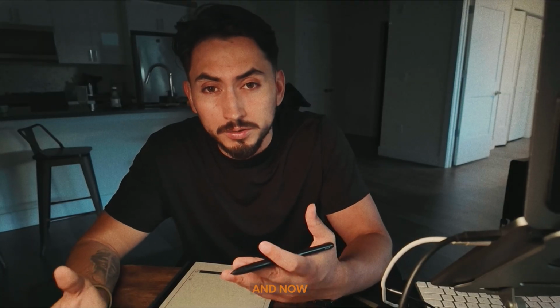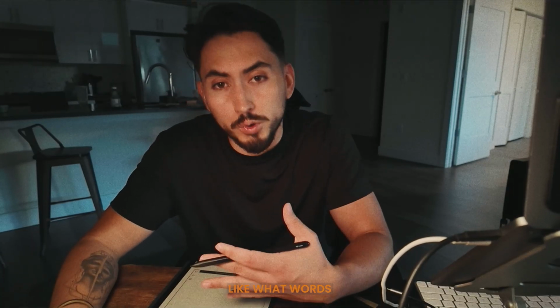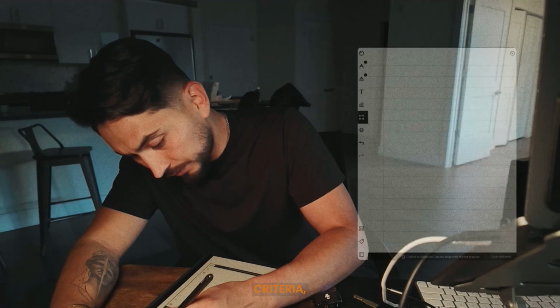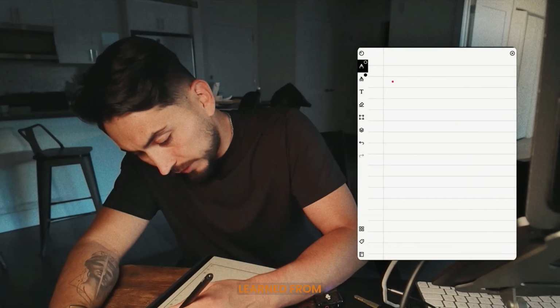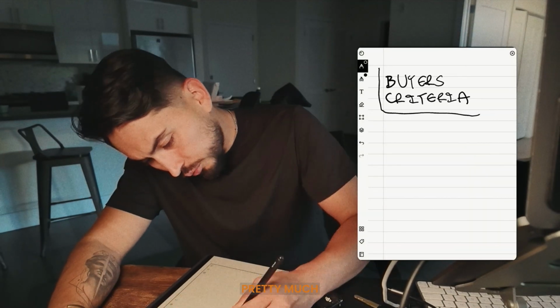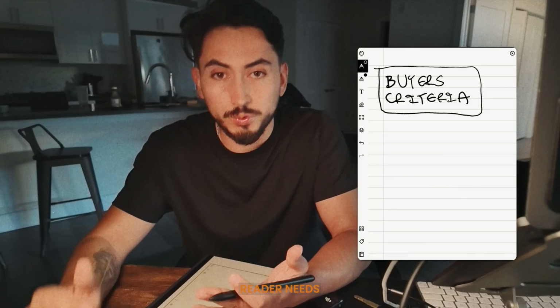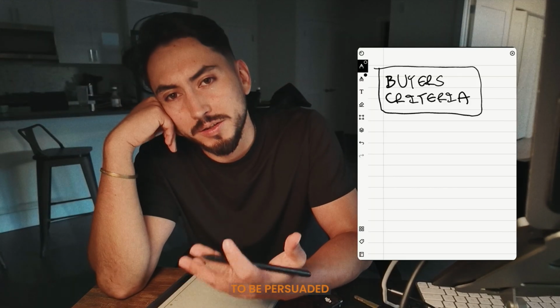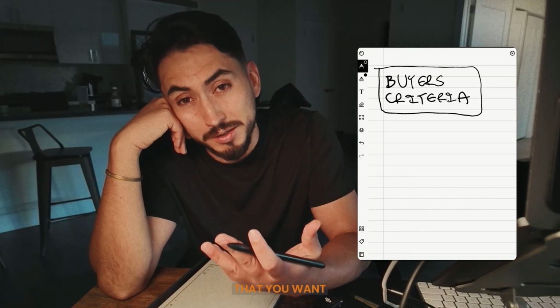So now that you understand the different stages of market awareness and the kinds of landing pages there are, it's for you to understand what words make it onto the page. The easiest way to understand landing pages is to think about this in the concept of buyer's criteria, which is an idea that I first learned from Alan Soltanic. This is pretty much what your prospect or your reader needs to see to be persuaded into taking the action that you want them to take.